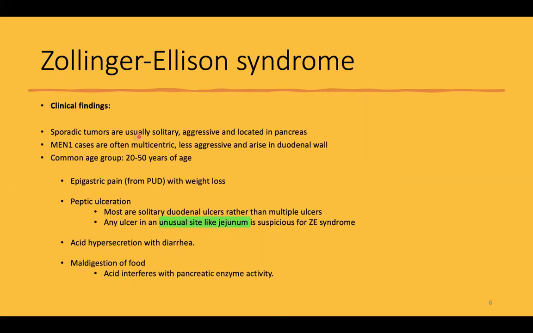Generally, sporadic tumors are solitary and aggressive. Aggressive here means they can be locally aggressive as well as malignant. They are known to metastasize as well, and they are commonly located in the pancreas. MEN1 cases are generally multicentric, less aggressive, and often arise in the duodenal wall. Common age group is 20 to 50 years. Sporadic cases are generally more aggressive, and MEN1 cases are generally less aggressive, with more multicentricity.